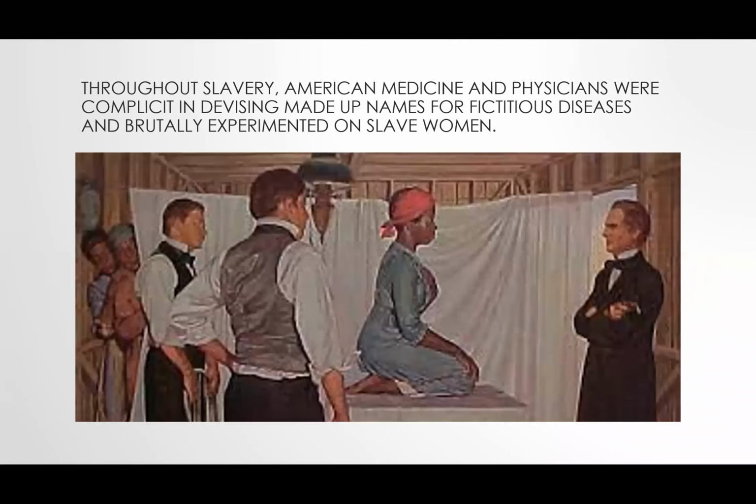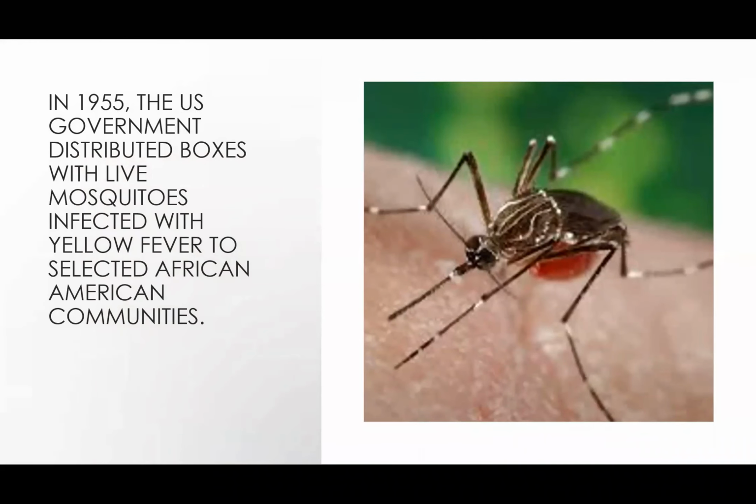Throughout slavery, American medicine and physicians were complicit in devising made-up names for fictitious diseases and brutally experimented on slave women. In 1955, the United States government distributed boxes with live mosquitoes infected with yellow fever to selected African American communities.